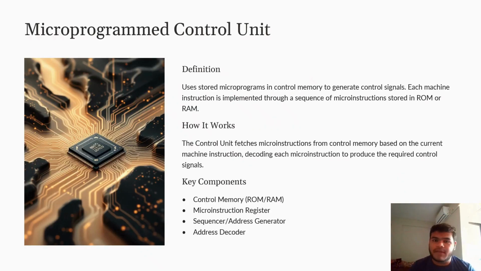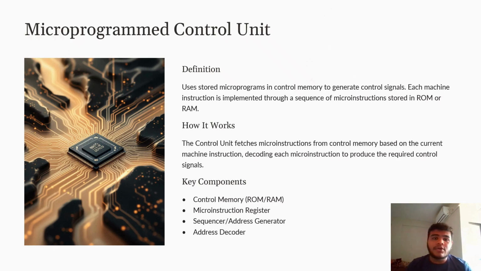Now we understand the microprogram control unit. What is the definition of a microprogram control unit? It uses stored microprograms in a control memory to generate control signals. Each machine instruction is implemented through a sequence of microinstructions stored in RAM or ROM. Now, how does the microprogram control unit work? The control unit fetches a microinstruction from the control memory based on the current machine instruction, decoding each microinstruction to produce the required control signals.